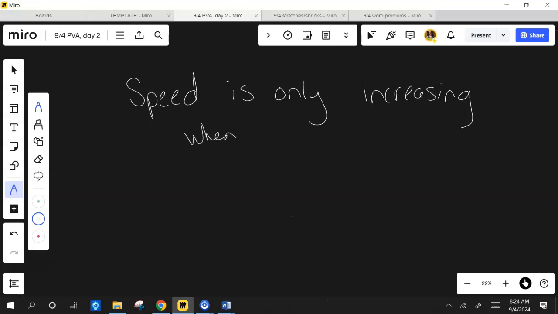We talked about speed as the absolute value of velocity. This is on your sheet. This also needs to be in your notes. Speed is only increasing, and this is almost always a little part of an FRQ 2 for some reason. It's only increasing when the sign of acceleration and velocity are the same. Okay? They can both be negative, yeah.